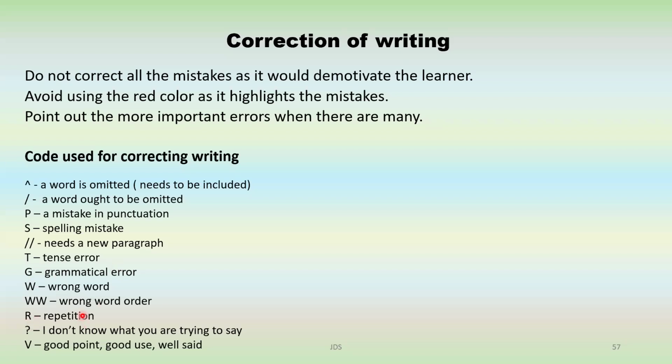Repetition, the same point being repeated: just draw two vertical lines and put R. Unable to fathom or can't comprehend, question mark. Good points, well expressed, good vocabulary, B. Right, so this is the internationally accepted correction code when it comes to formal examinations. This is how the writing task will be assessed.